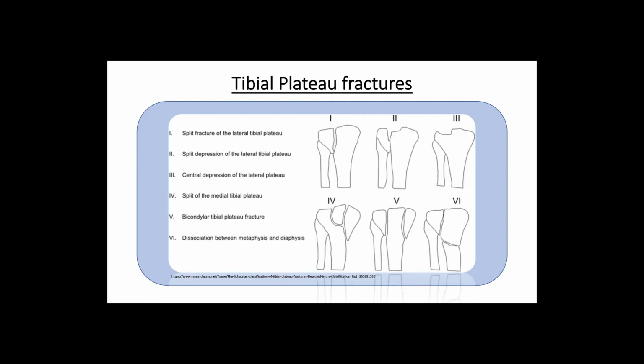Schatzker Type 5 is a bicondylar tibial fracture, so that's both where the lateral condyle and the medial condyle have come off. And the Type 6 is where it's just in pieces. There's a complete dissociation between the metaphysis and the diaphysis. Okay, so the joint surface is completely away from the shaft of the bone, and these are the most complicated.